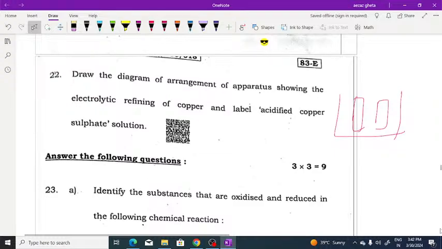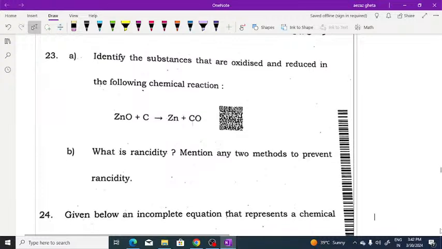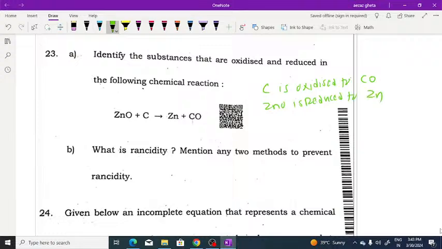Next question will go. 23rd. Identify the substances that are oxidized and reduced. Many times we have discussed this, and we said to do this practice. So carbon is oxidized to carbon monoxide, and zinc oxide is reduced to zinc. Understood? Over, khatam. What is rancidity? When oil and fat food are exposed to air, they undergo oxidation and develop a foul smell and bad taste. This is called rancidity.